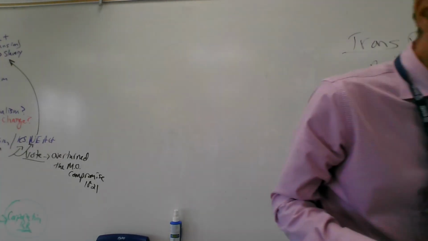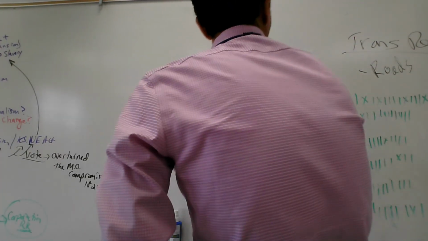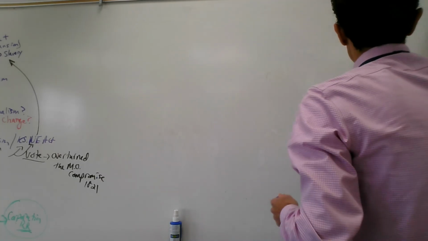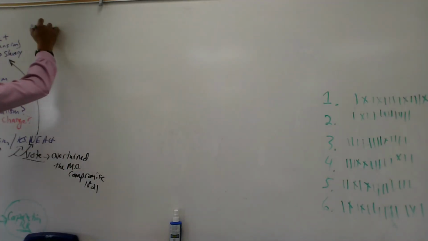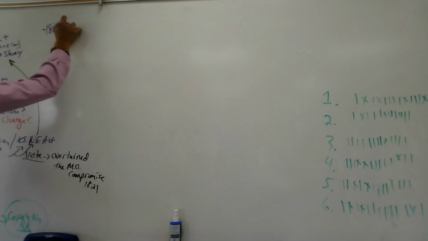We're going to now continue with our dates. We're going to go to 1864. In 1864, we have Sherman's March to the Sea.